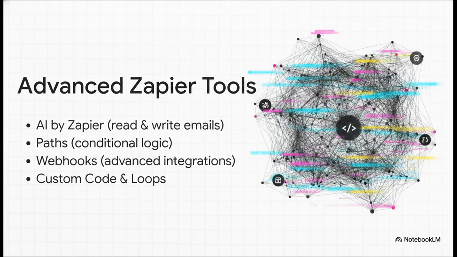For example, instead of a standard email, you can use a built-in tool called AI by Zapier. This acts as a highly intelligent step that actually reads the specific customer feedback, determines if it's positive or negative, and generates a custom contextual reply all on its own. You can also use paths to build conditional logic, webhooks for advanced custom software integrations, or even add custom code and data loops. The tools you have to scale your efficiency are essentially limitless.